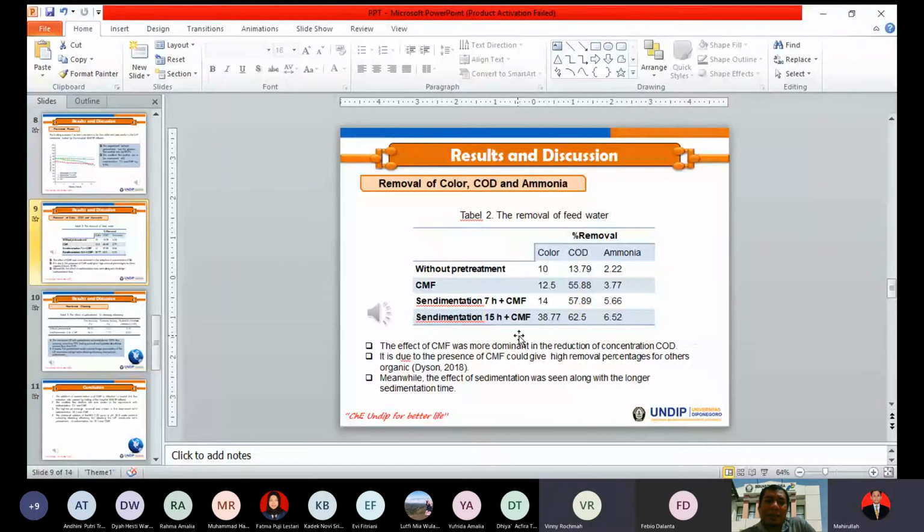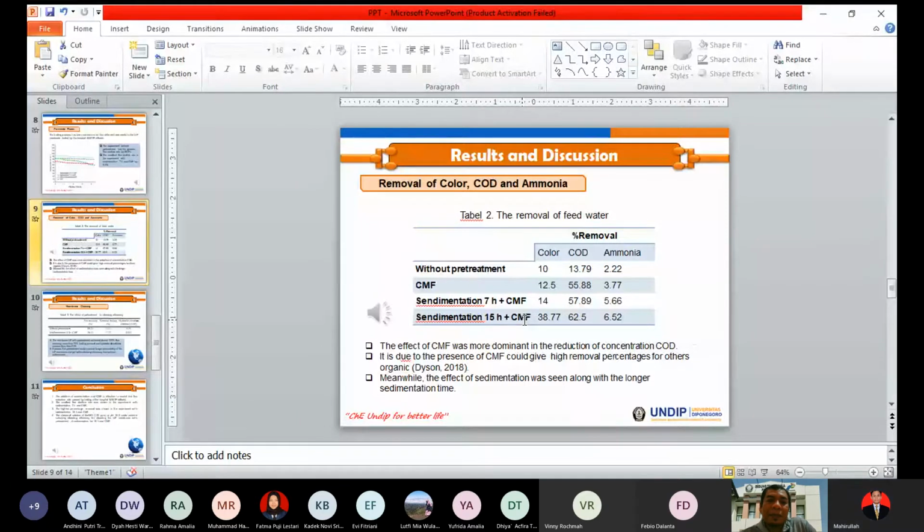Because in my opinion, the TDS will affect the color. The more dissolved solids are removed from the wastewater, the clearer the water becomes. So you can see here the color changed. The color removal is almost 40%. Without treatment, you have 10% removal.